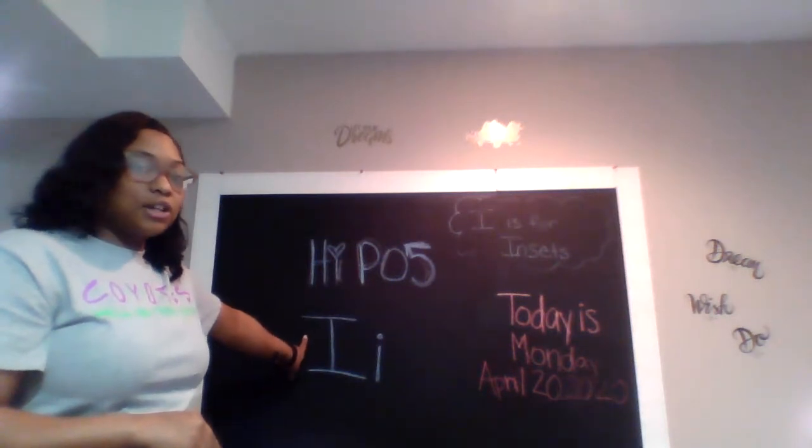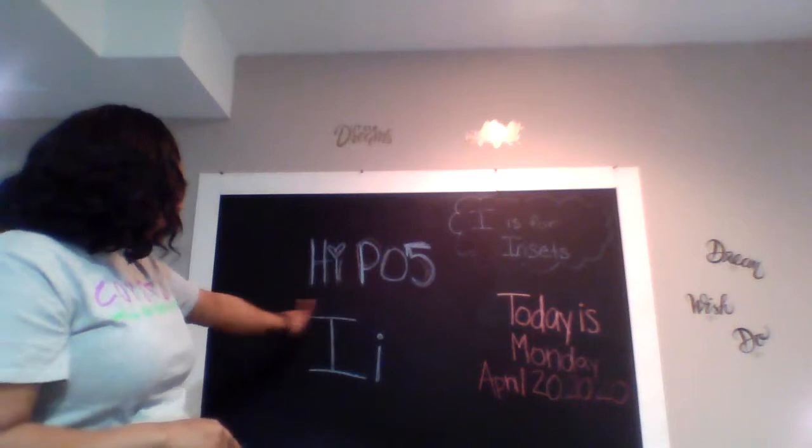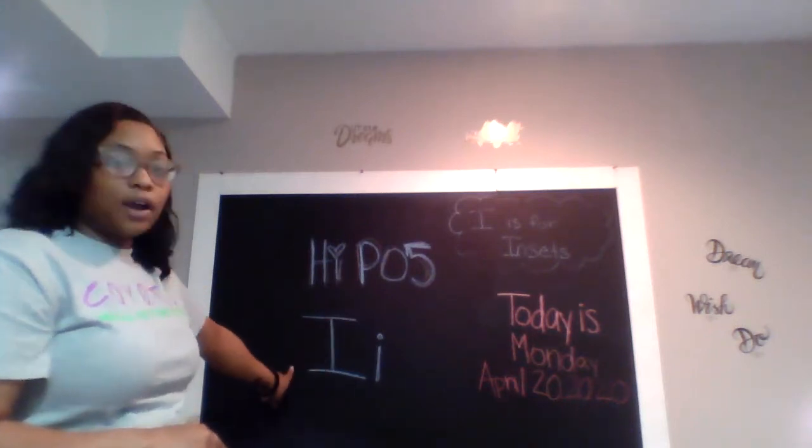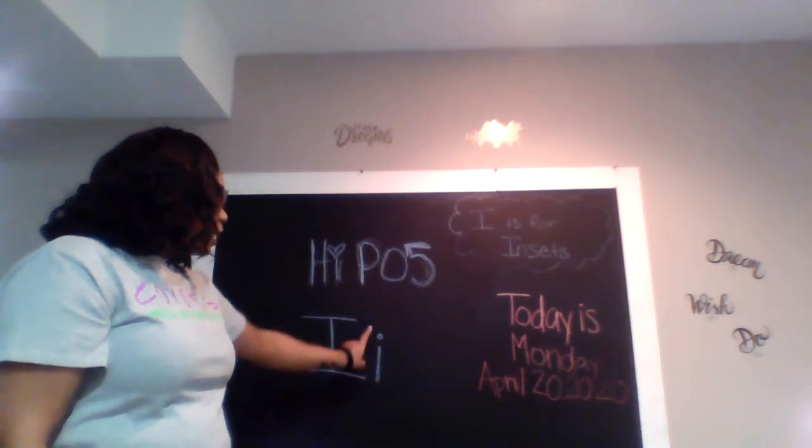So let's get our imaginary crayons out and write it. I. Go down, across, across for our uppercase I, and then for our lowercase I, we just make a line down and we dot the top.